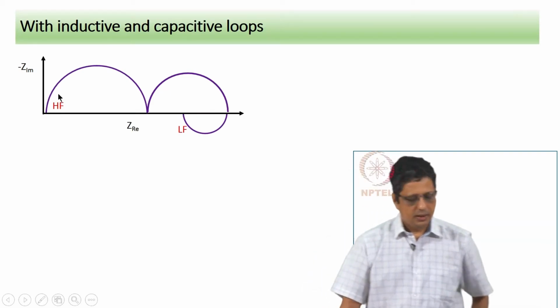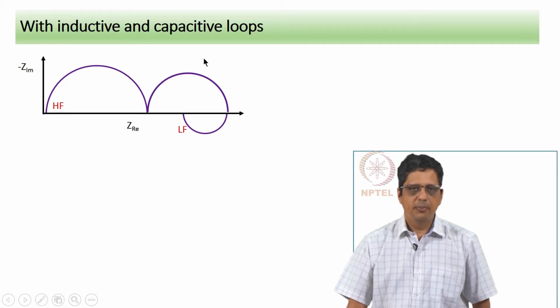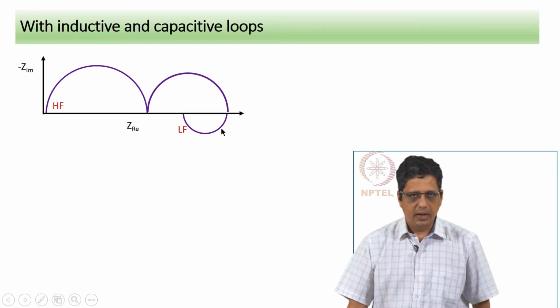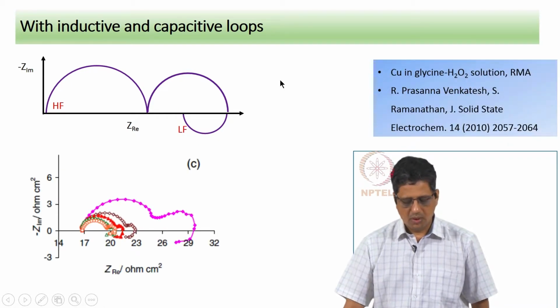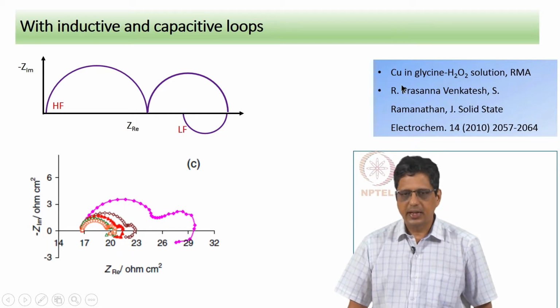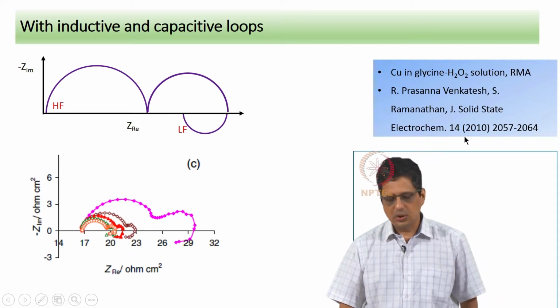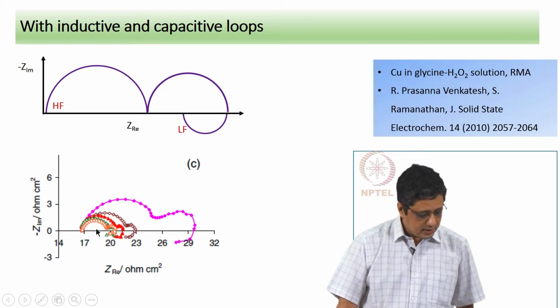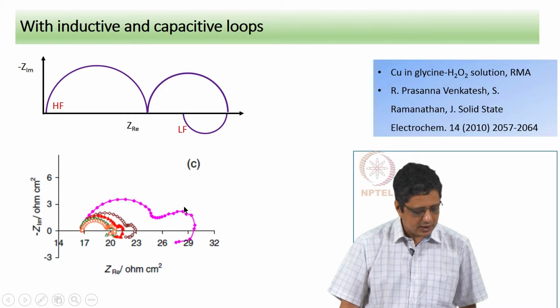Now, another example where you have high frequency capacitive loop, you have mid frequency capacitive loop and low frequency inductive loop. This is seen for copper dissolving in a solution containing glycine and hydrogen peroxide, and we have published this in 2010. This is for different DC biases. You can see for all of them you have a high frequency capacitive, mid frequency capacitive, low frequency inductive.